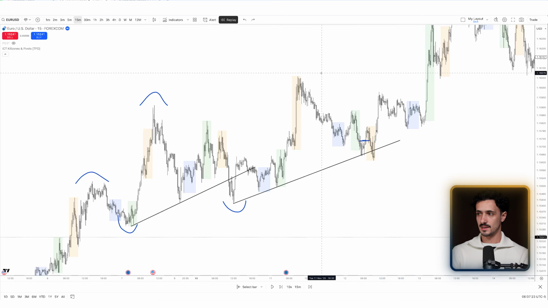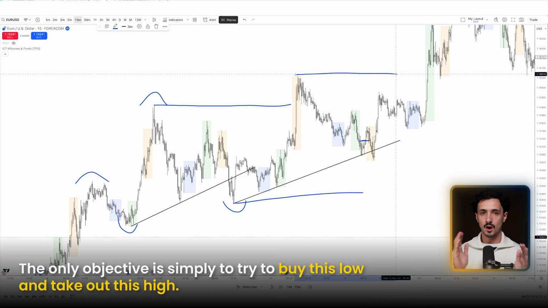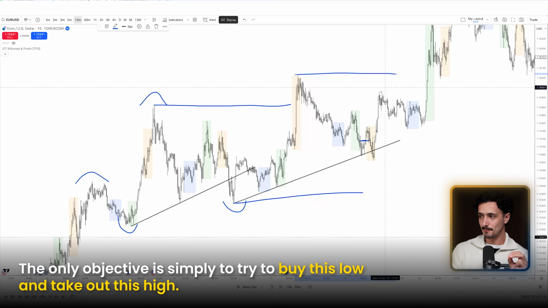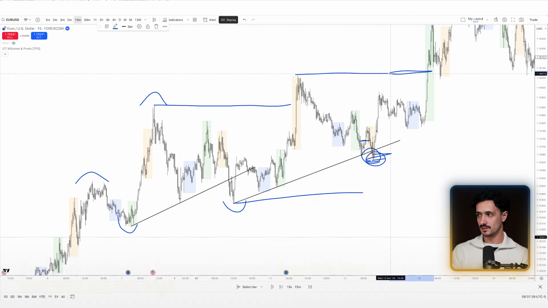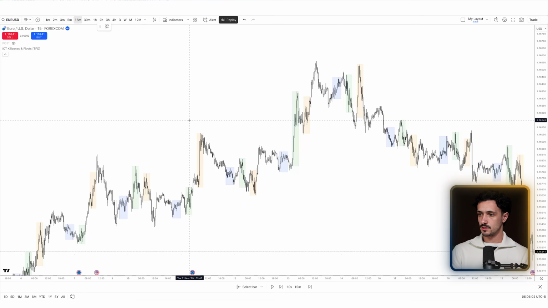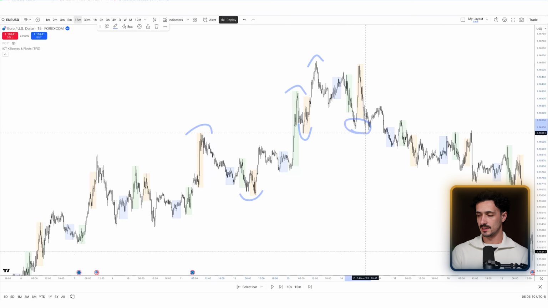So in this scenario, let's say you can't see anything here. We have a low, a break of structure, and we have a high. The only objective is simply to try to capture this low and buy this low and take out this high. That is all you need to do when you are a trader who follows market structure. It is literally the easiest form of trading. And so again, high, low, higher high, higher low, higher high. So we're bullish, right? We would be looking to buy the market in here.